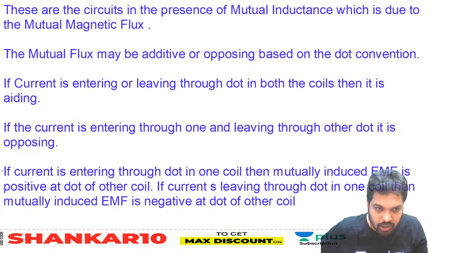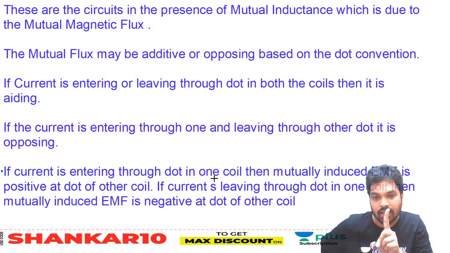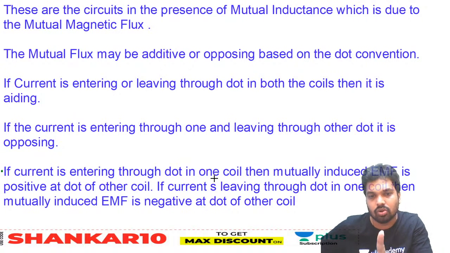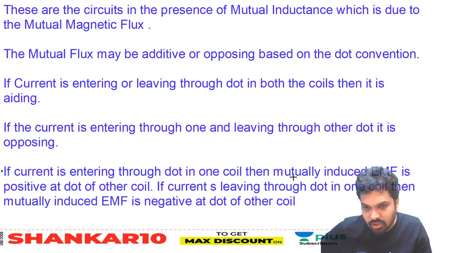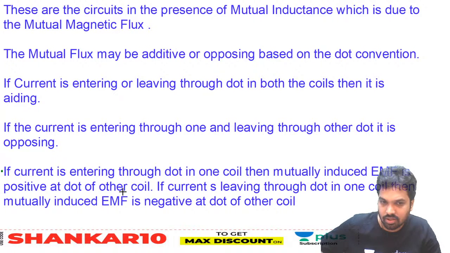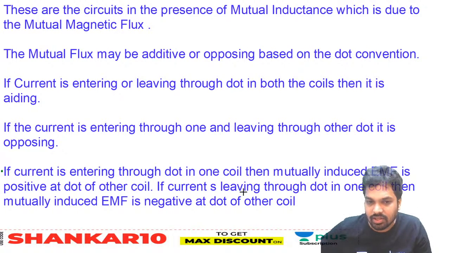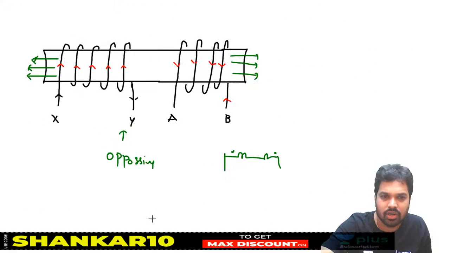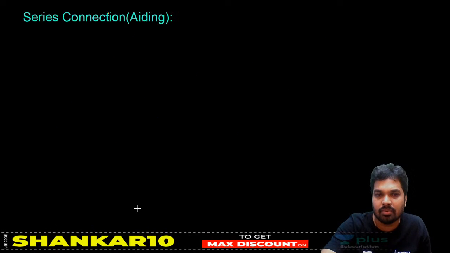Another important point is this. Please read this point. If the current is entering through the dot in one coil, then the mutual induced EMF should be taken as positive at the dot of the other coil. If the current is leaving through the dot of one coil, then the mutual induced EMF is negative at the dot of the other. How to understand this, sir? I will take one example and explain it to you.